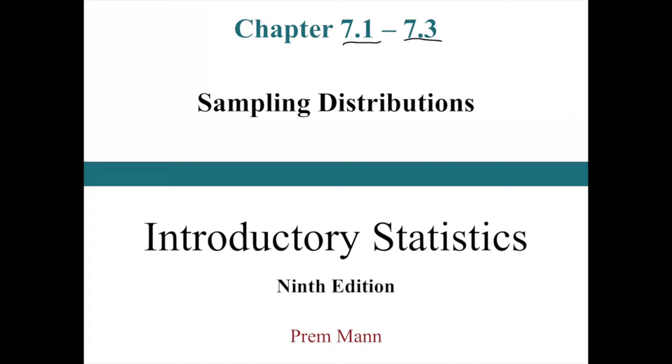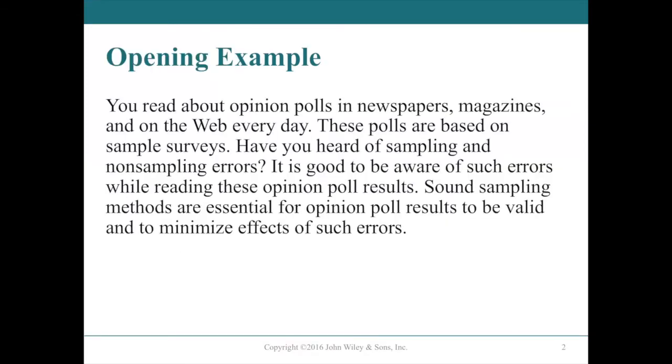So let's get into sampling distributions, essentially the first half of chapter 7. You read about opinion polls in newspapers, magazines, the web every day. These polls are based on sample surveys. Have you heard of sampling errors and non-sampling errors? It's good to be aware of these kinds of errors when reading poll results. In fact, they will even talk about a margin of error if they're a credible poll, that is. Hopefully that error isn't too large. But sound sampling methods are essential for opinion poll results to be valid and to minimize effects of these errors.